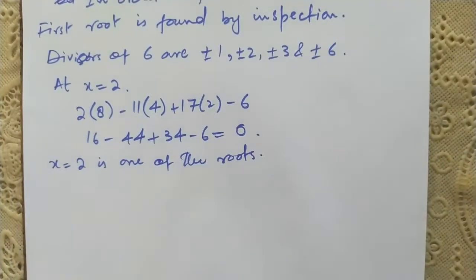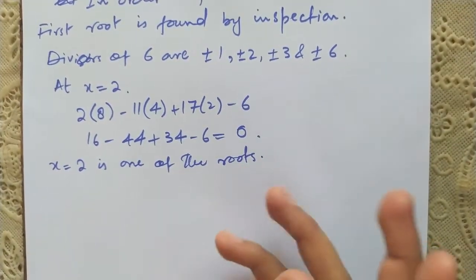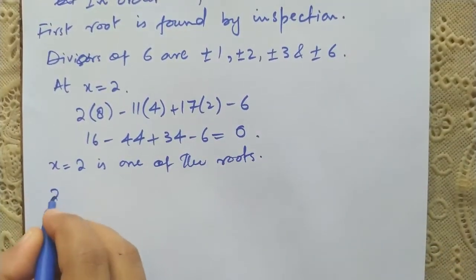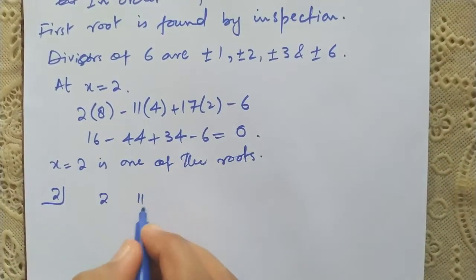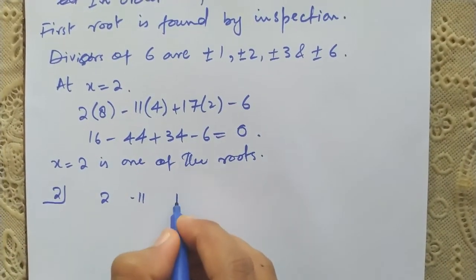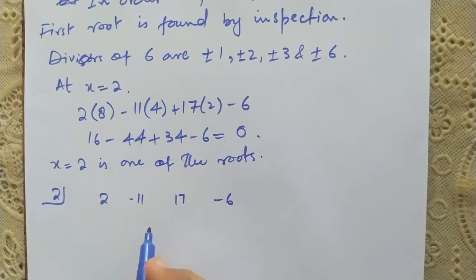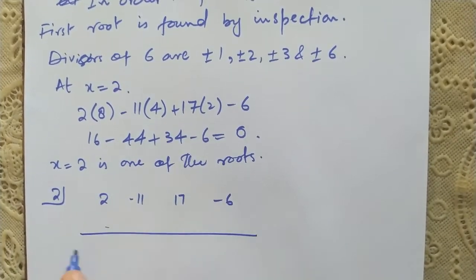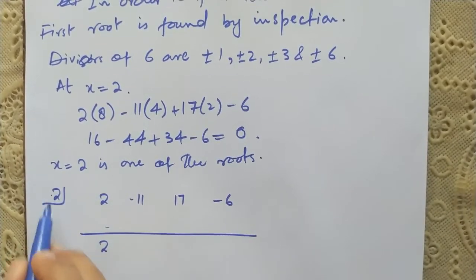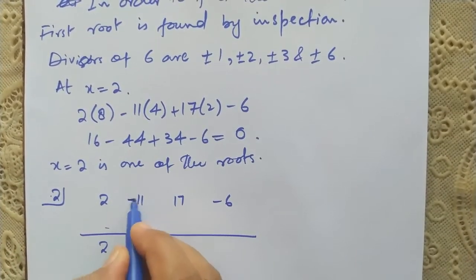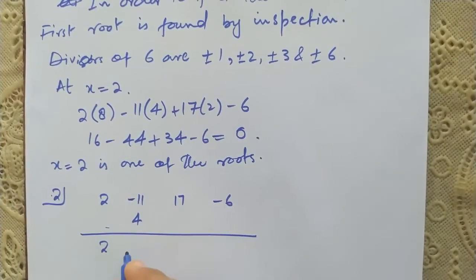Now how to find the other two roots? You can use synthetic division. So you will write the coefficients of this equation, that are 2, minus 11, 17 and minus 6. How to use synthetic division, you know very well. First you will write the first term as it is. Now 2 into 2 is equal to 4. Minus 11 plus 4 is equal to minus 7.